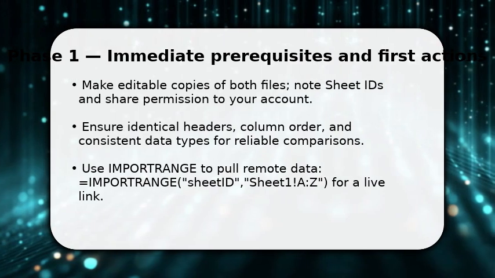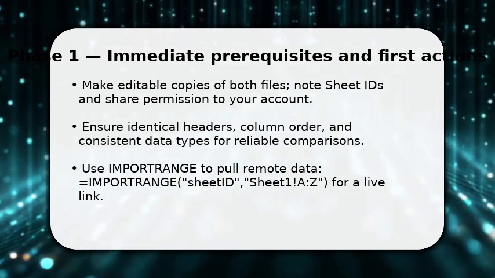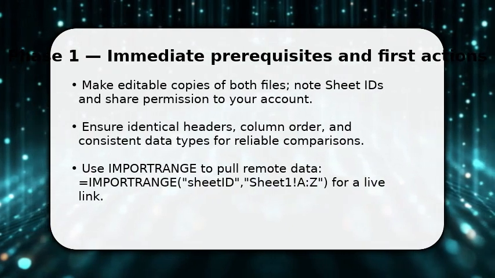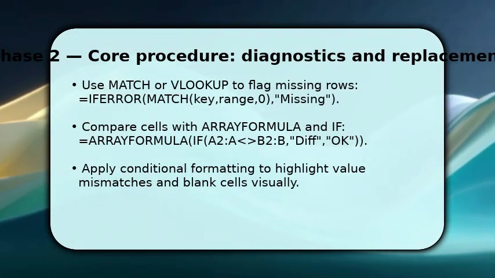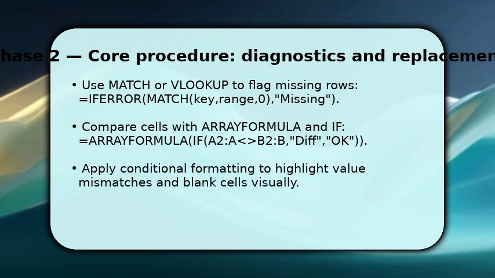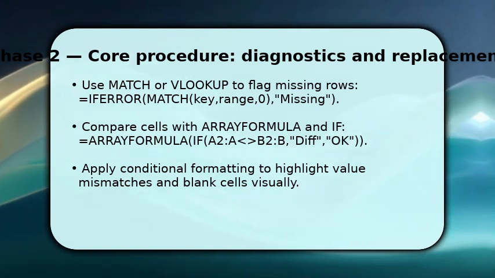Make sure headers match exactly and convert dates and numbers to consistent formats. That prevents false mismatches later and keeps formulas predictable. Now you run the core comparison logic. Add a stable key column, ID, email, or concatenated fields so each row matches uniquely.